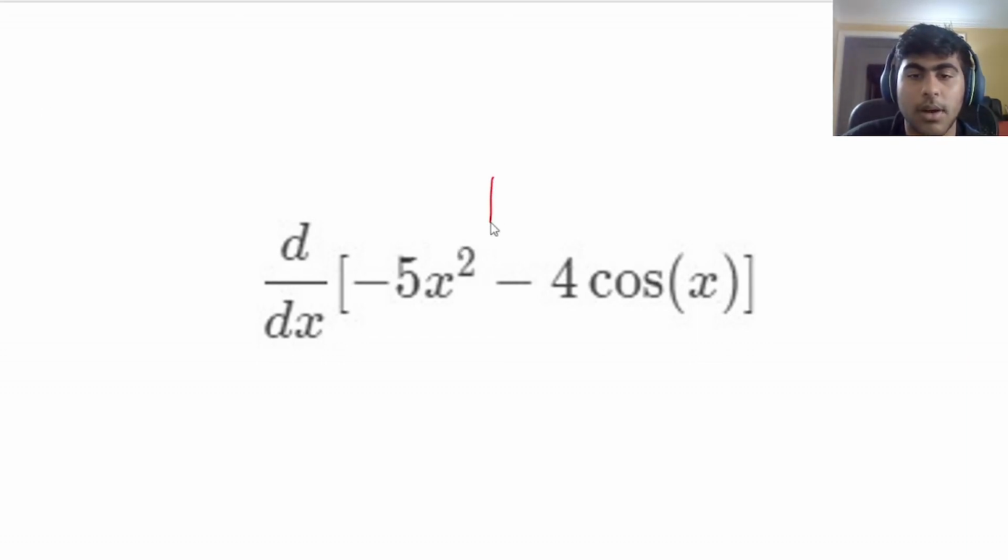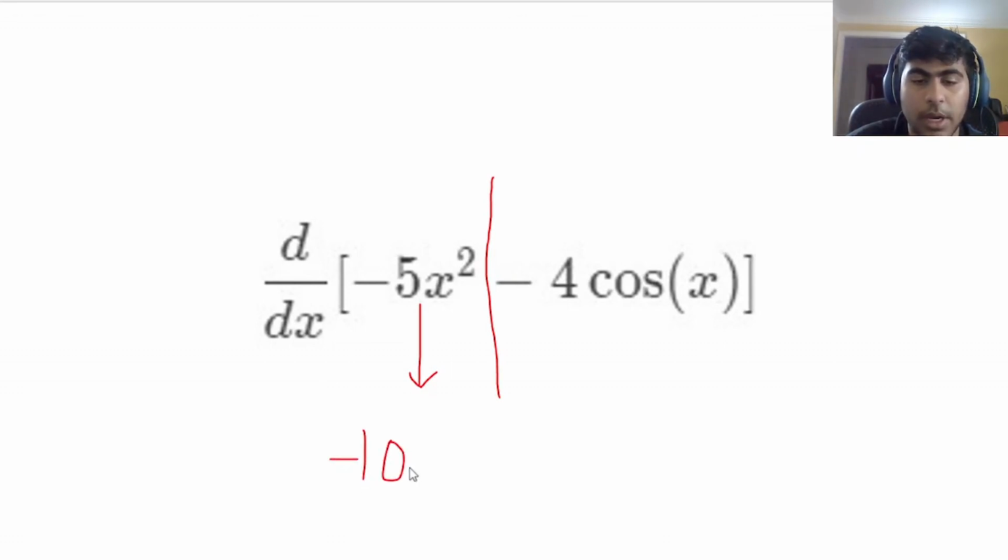And all right, so see what we have here. We can draw our line right here. This becomes, we bring the 2 down, we get negative 10. We subtract 1 from the 2, we get 1, so that'd be minus 10x to the 1. Of course, the 1 we usually just exclude. Minus 10x.